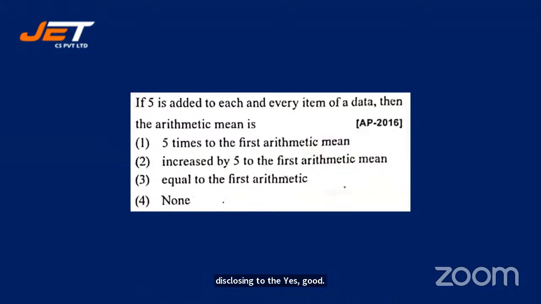If 5 is added to each and every item of a data, then the arithmetic mean is dash. So just think logically and give me the answer. This does not require any calculations at all, just your logical thinking. Yes, 30 seconds. I'm just counting 5, 4, 3, 2, 1, and 0. Let me see how many are giving me the option.